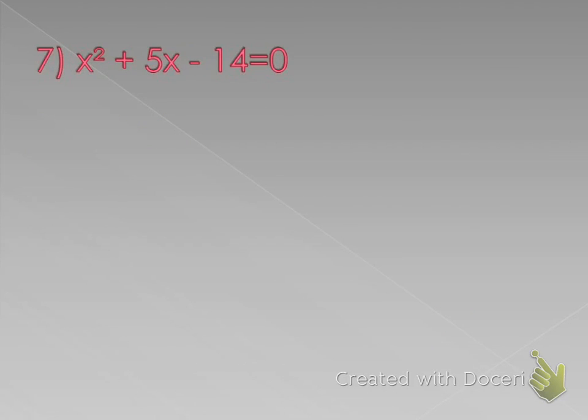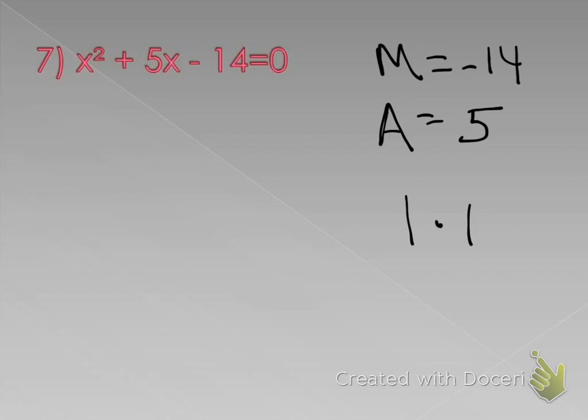All right, here's number 7. What's my M? What's my A? 5. Good. Ways to make a 14 are 1 and 14, 2 and 7. If I'm multiplying to a negative, but I'm adding to a positive, what does that mean? One's going to be negative, one's going to be positive. Do I want the bigger one to be negative or the bigger one to be positive? We want the bigger one to be positive since it's going to add to a positive number. So I'm going to sneak some negative signs in.